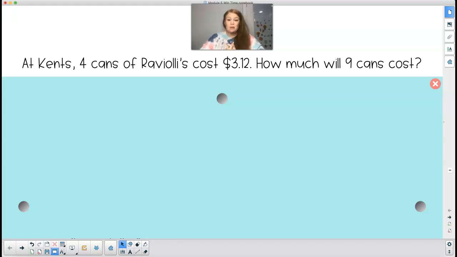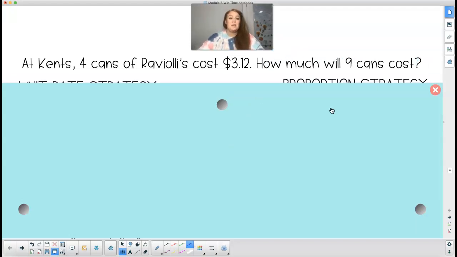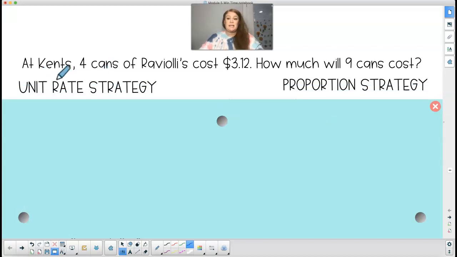So we're going to talk about 2 different strategies that we can use to solve for the unit rate and apply it. We're going to use this problem that says at Kent's, 4 cans of ravioli cost $3.12, and we want to know how much will 9 cans cost. So the 2 strategies we're going to be using are a unit rate strategy and a proportion strategy. So I'm going to show you both of them and then you can decide which one you like.